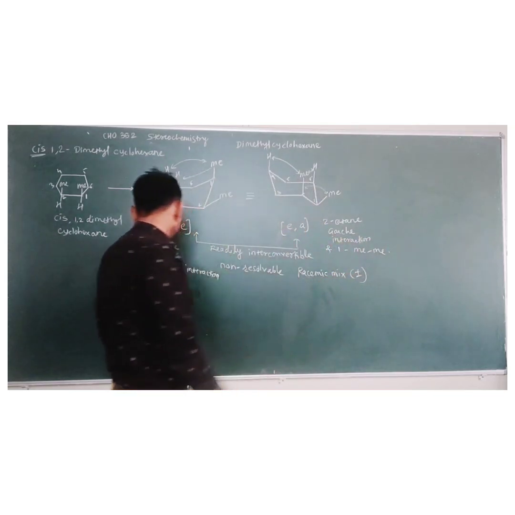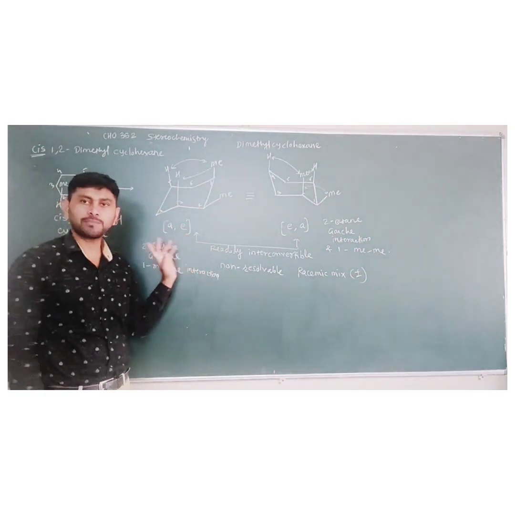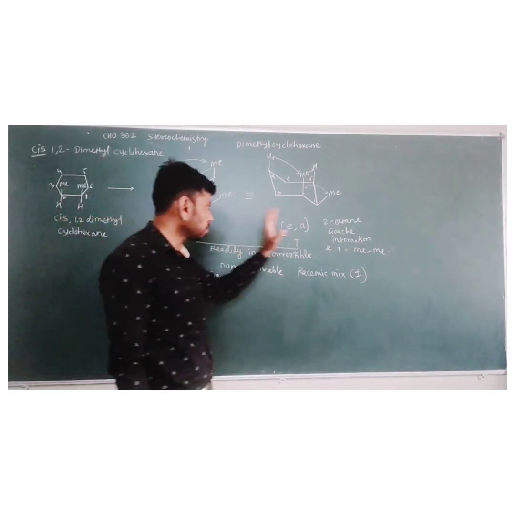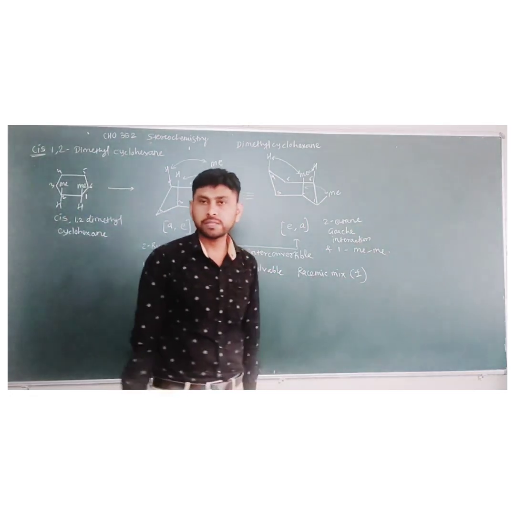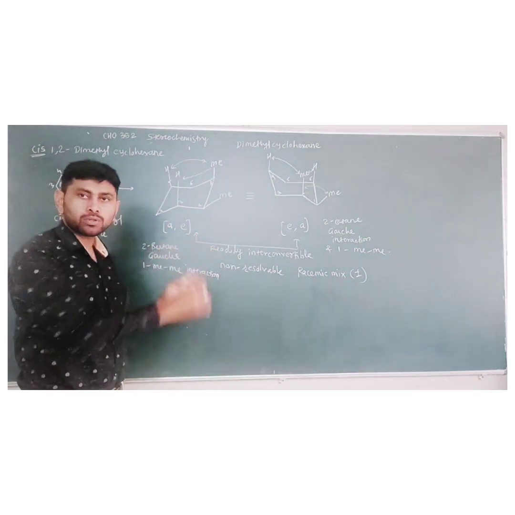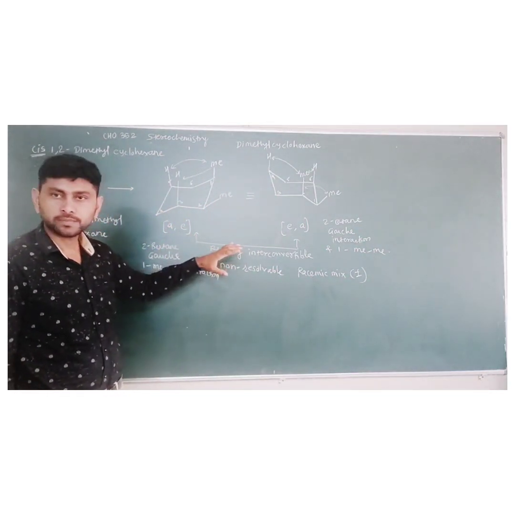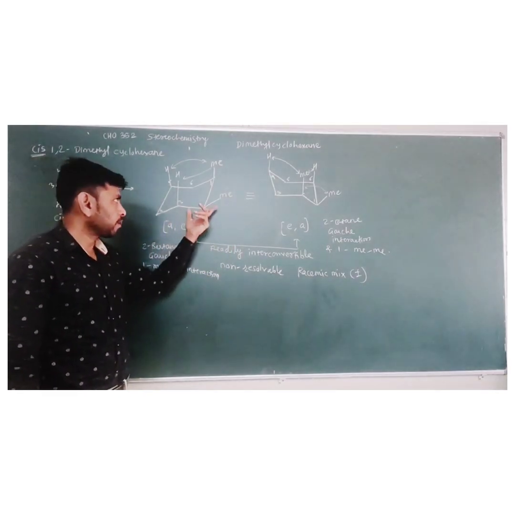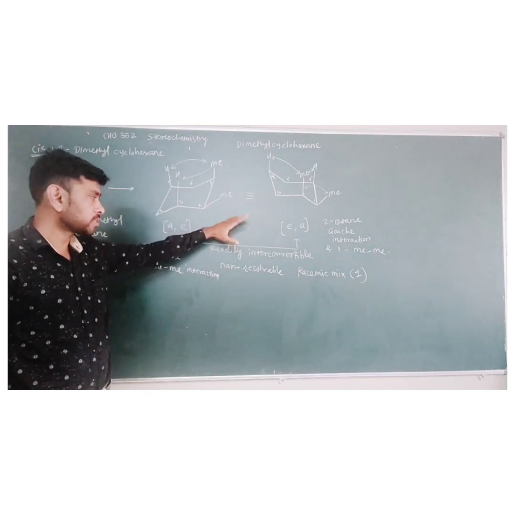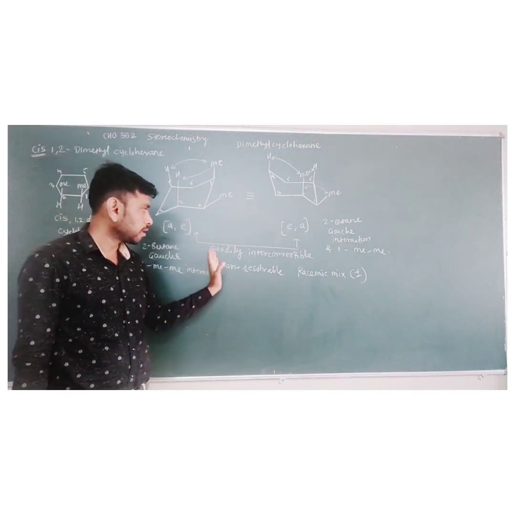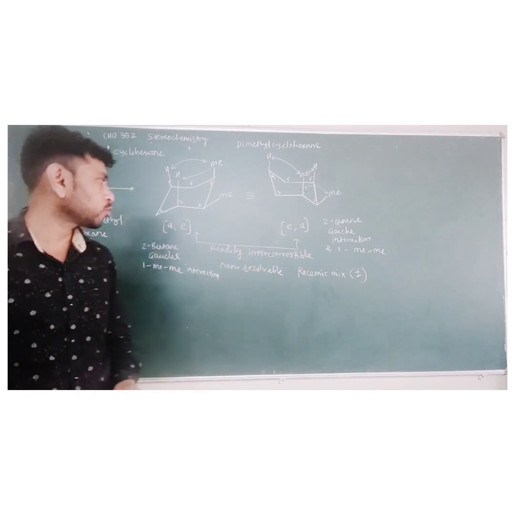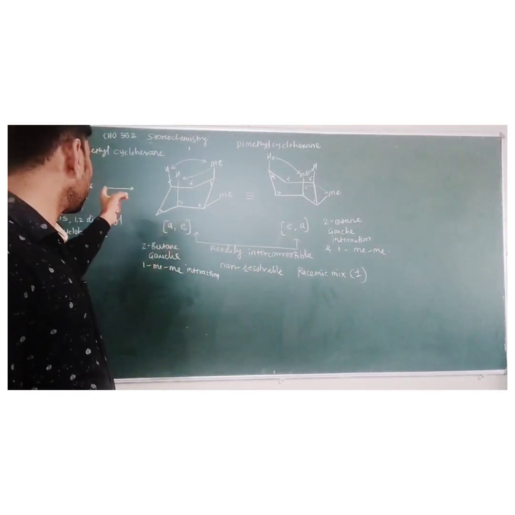So the enthalpy of both the structures remains the same because they contain the same interactions: two butane gauche interactions, one methyl interaction here, and two butane gauche interactions, one methyl interaction here. So the stability of both the forms remains the same. Now, if both the forms are the same, then we can't resolve these two structures. So these are non-resolvable isomers.